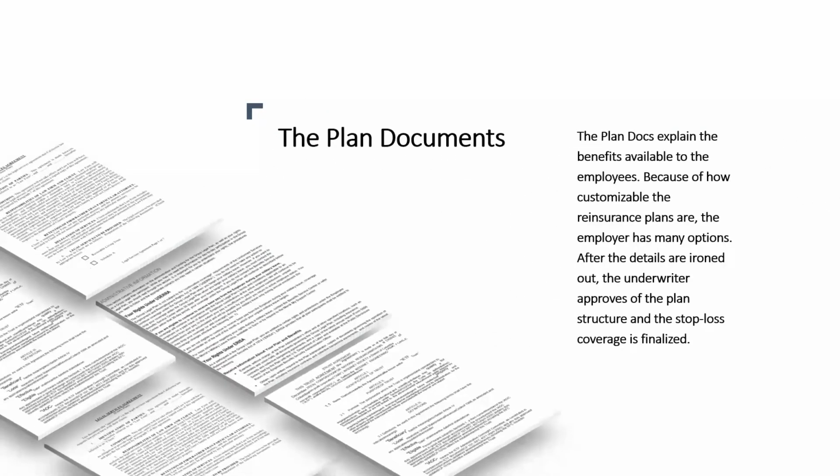The plan documents. The plan docs explain the benefits available to the employees. Because of how customizable the reinsurance plans are, the employer has many options. After the details are ironed out, the underwriter approves the plan structure and the stop-loss coverage is finalized.